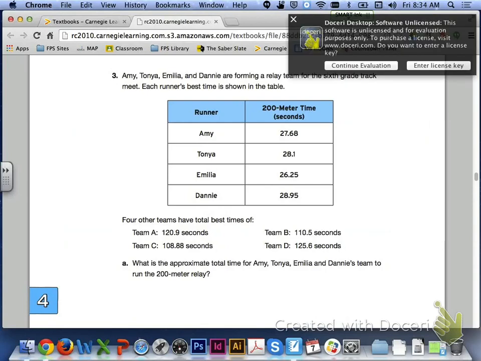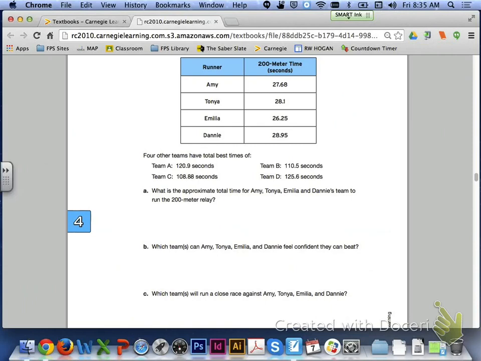If we take a look at the other teams that they are competing against, you can see 4 other teams and what their total best times are. Team A, 120.9, Team B, 110.5, Team C, 108.88, and Team D, 125.6 seconds. So using the information from the table and the times that all of the runners have, in addition to the 4 other teams that they would be competing against and their times, I want you to go ahead and answer letter A, B, C, and D with your group members.